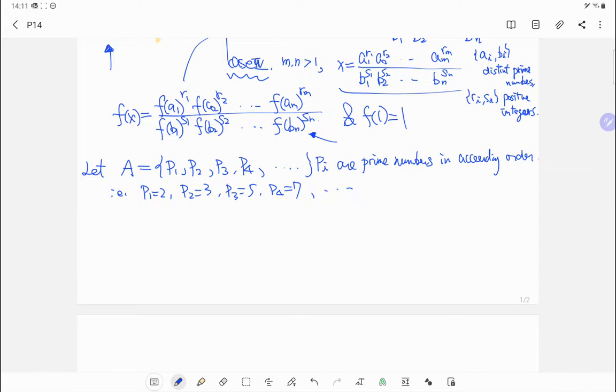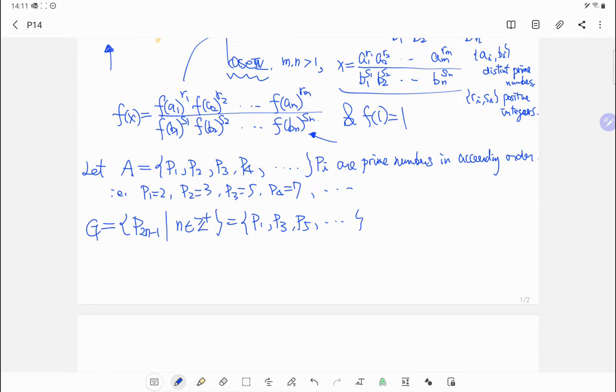And we try to separate this set A into 2 disjoint subsets. We may call it like G. The set G will be P 2n minus 1 for n to be positive integers, which means it is P1, P3, P5, so on and so forth.